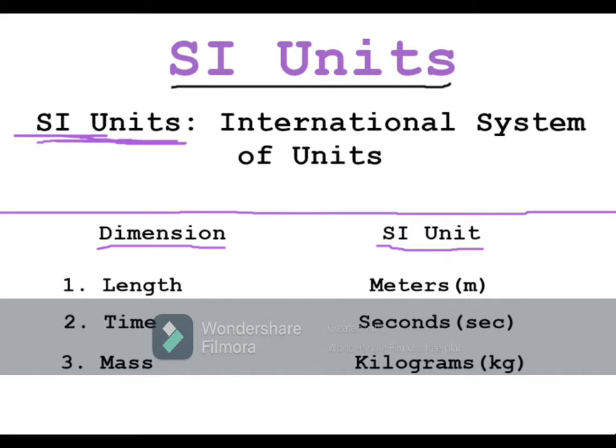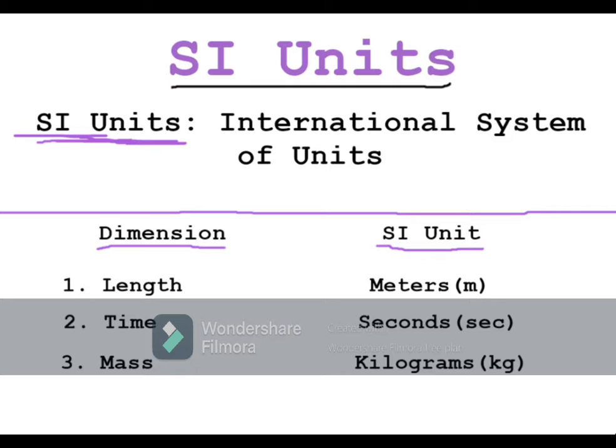Okay, so the SI units are assigned to specific dimensions, and they don't change wherever you are in the world. It depends on if they use SI units. Here are some examples of SI units. Every dimension has an SI unit, but the three that you have to know are length, time, and mass. For length, the SI unit is meters, for time, it's seconds, and for mass, it's kilograms.